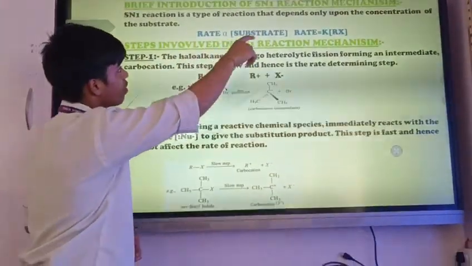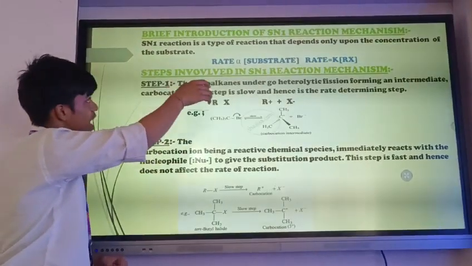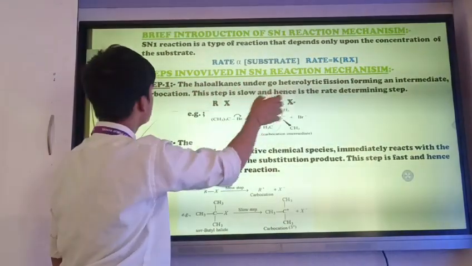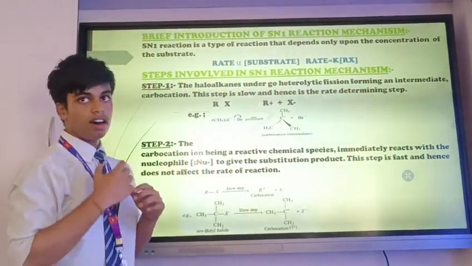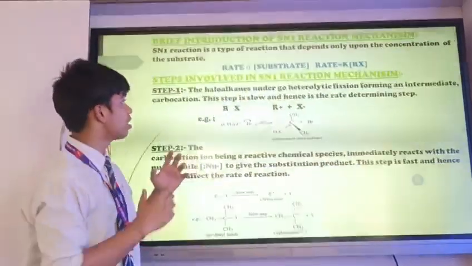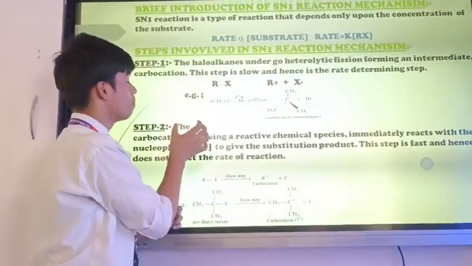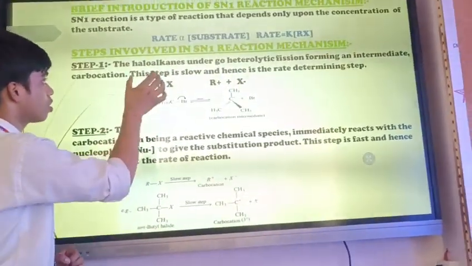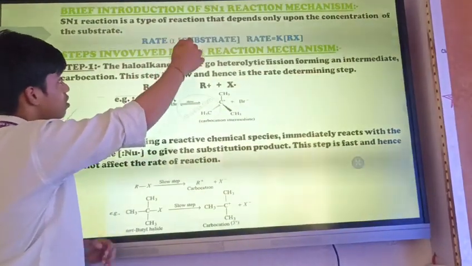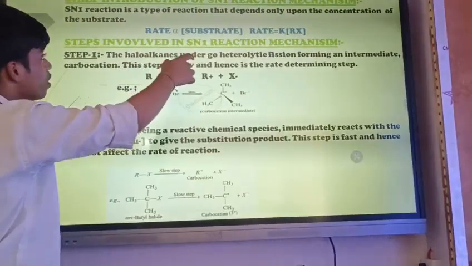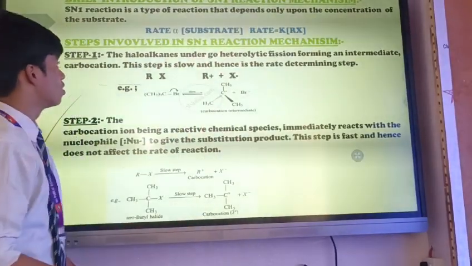Brief introduction to the SN1 reaction mechanism. The SN1 reaction is a type of reaction that depends only upon the concentration of the substrate. It means that the SN1 reaction depends upon the concentration of the substrate in the reaction, and it also depends on the rate of the reaction.